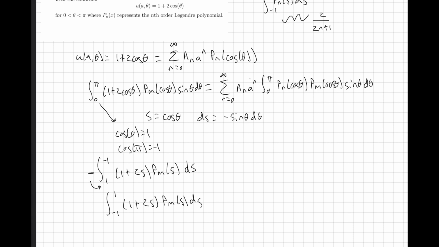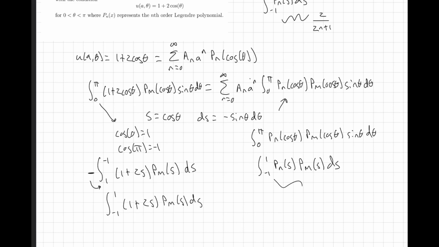Now let's apply the same thing over here. We're going to get the integral from 0 to pi of P sub n of cosine theta multiplied by P sub m of cosine theta times sine of theta d theta. Doing that change of variables, we get the integral from -1 to 1 of P sub n of s multiplied by P sub m of s ds. So these are orthogonal if n does not equal m. They're orthogonal, so it would go to 0.